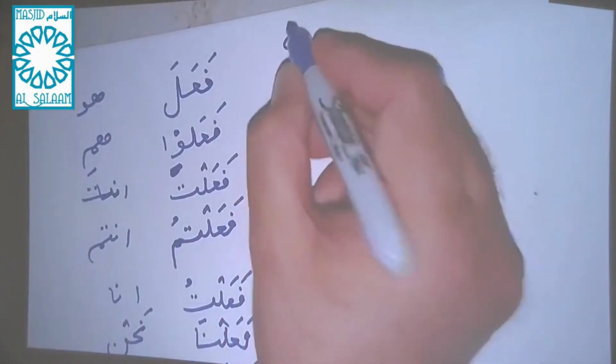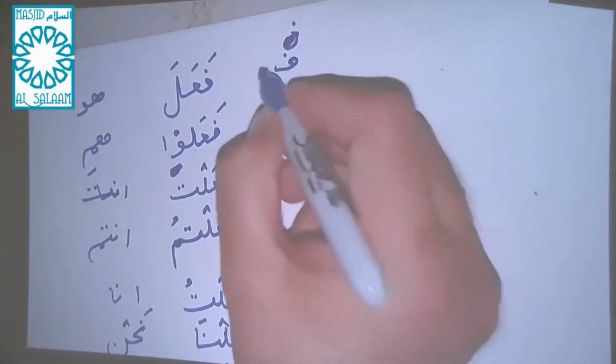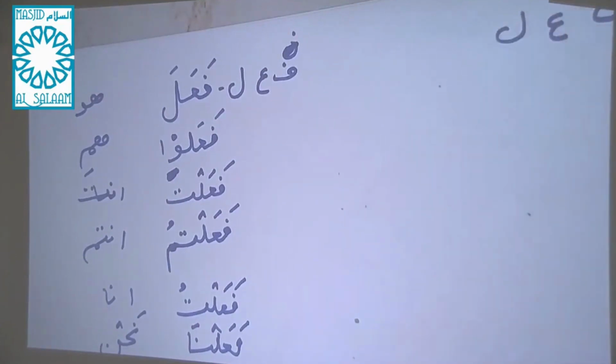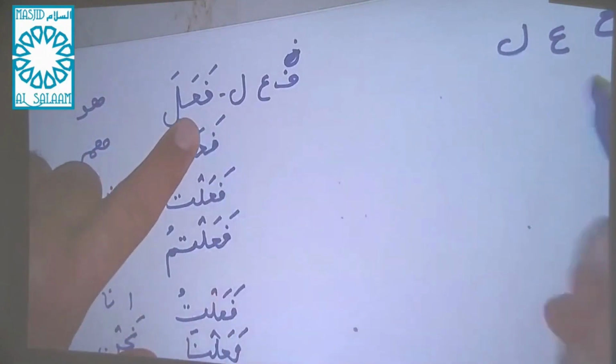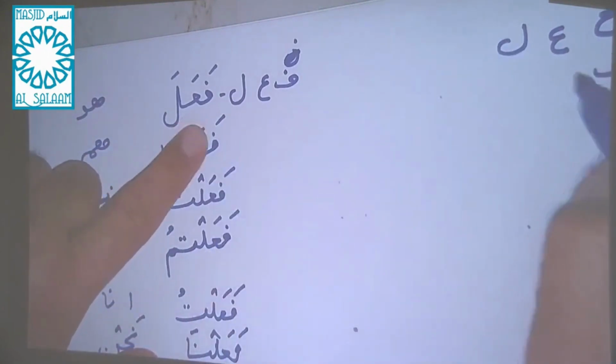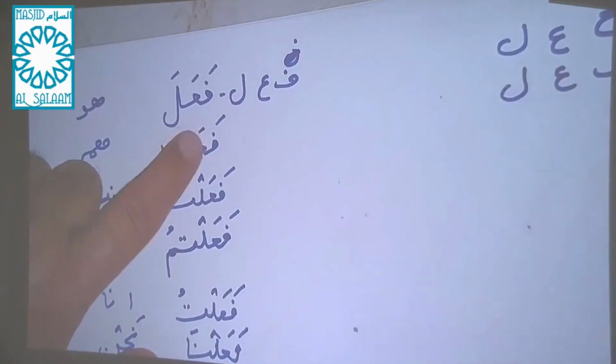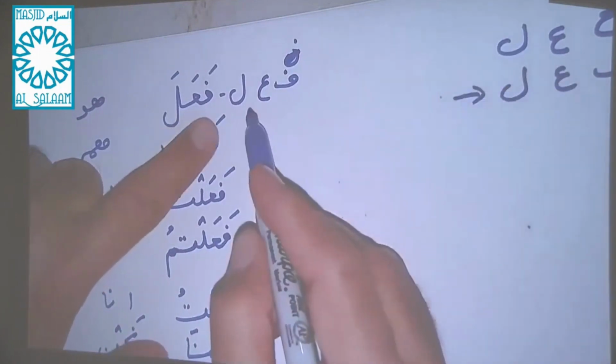So if I tell you the root letters were fa, ain, and lam. Okay? Now I give you another set of root letters. I say jim, ain, and lam. Got it? I just simply give you 3 different root letters. How do you make it by what you have learned so far? Simple. You're going to look at this. If I put fa here and ain here, lam here, right? This is my pattern. Fa, ain, lam.